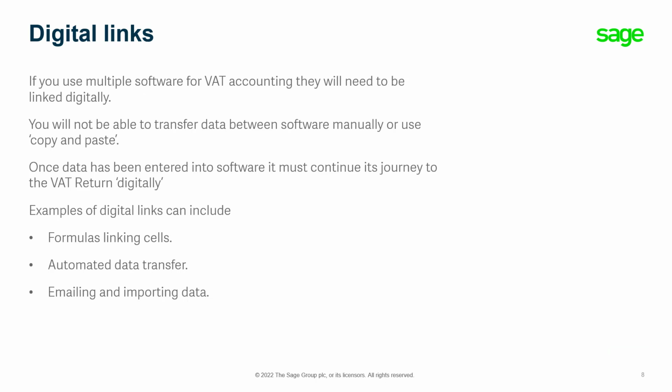If you use multiple softwares for accounting, then you may need to consider digital links. This may not apply if Sage is your sole software responsible for processing transactions and submitting VAT returns. However, if you're transferring data from one piece of software to another, you may need to consider whether the transfer of this data is a digital link. Digital links allow importing of data, automatic transfer of data, and formulas linking cells together, but do not permit manually rekeying data or copying and pasting between software.